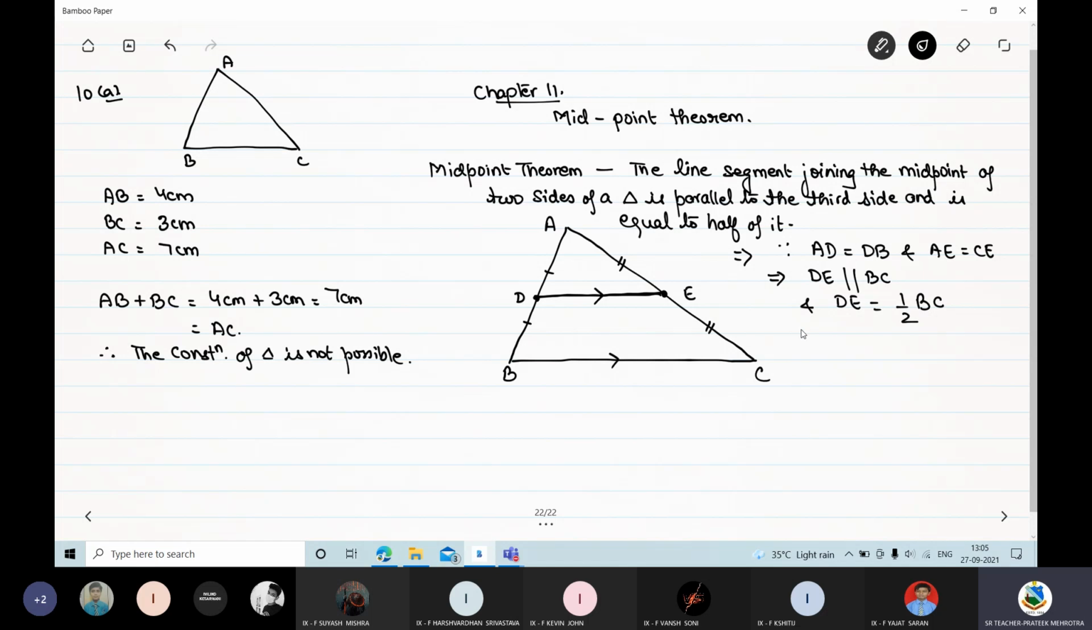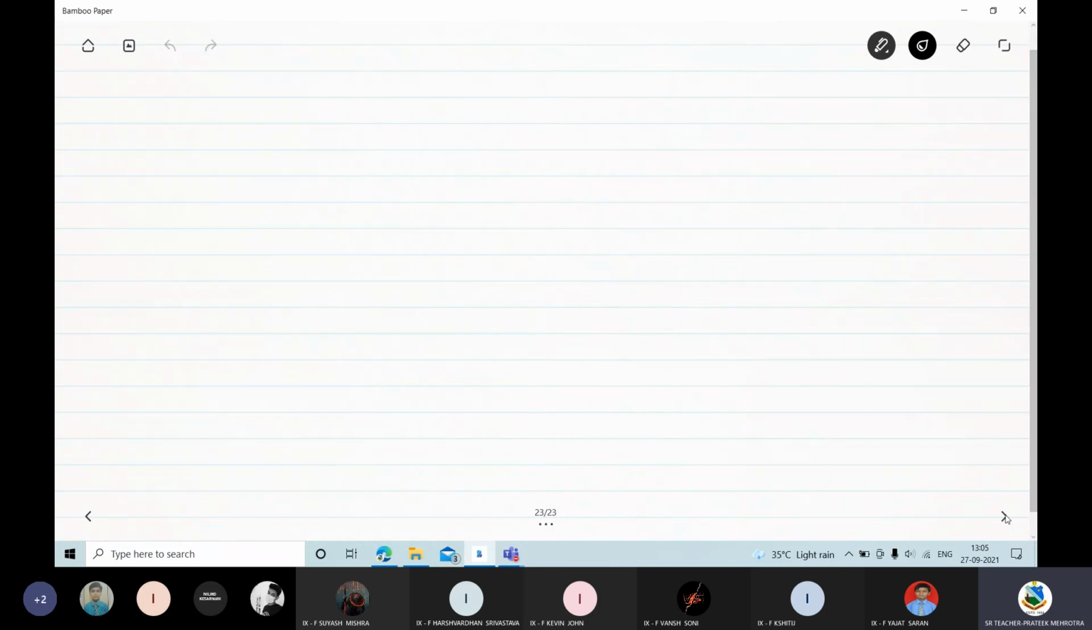In any triangle, if you draw a line segment which is joining the midpoints of any two sides of a triangle, then it will always be parallel to the third side and it will be equal in length to half of the third side. Is this theorem clear to everyone? Yes, sir. So now let us see the proving of this midpoint theorem.